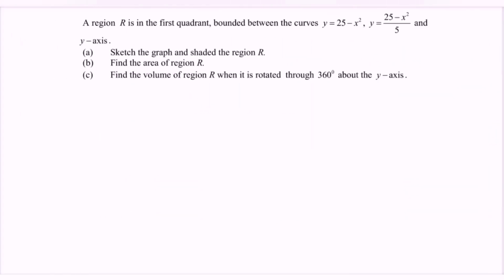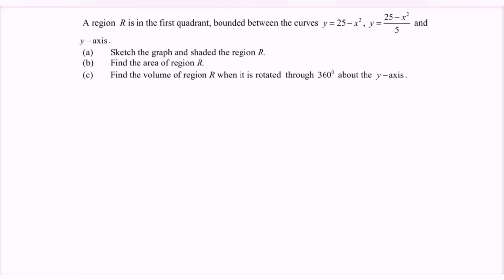Hello everyone, in this video I'm going to discuss an example for the integration. So kindly refer to the question: a region R in the first quadrant bounded between the curves. In here we have y equals 25 minus x square. Another one, we have y equals 25 minus x square over 5. And the y-axis. So my suggestion is to find the intersection point.